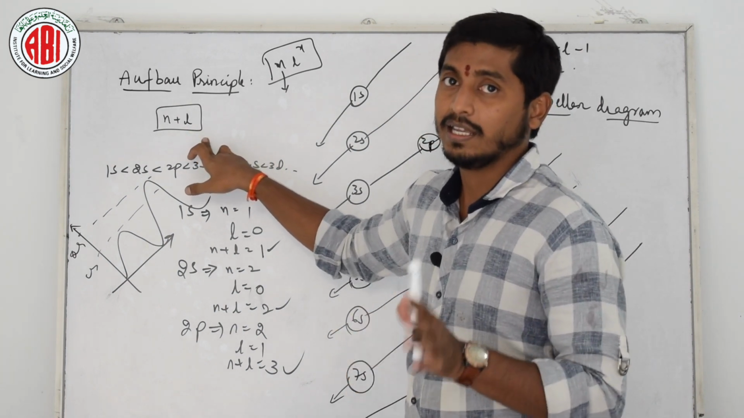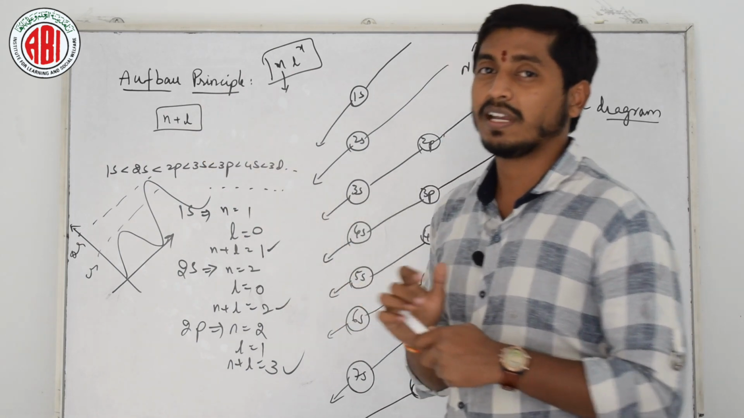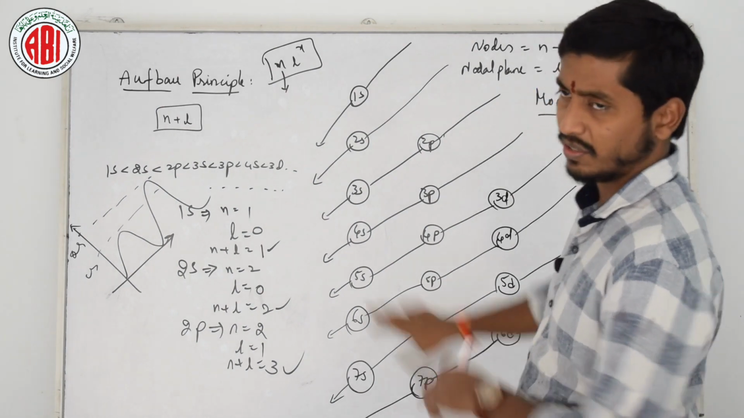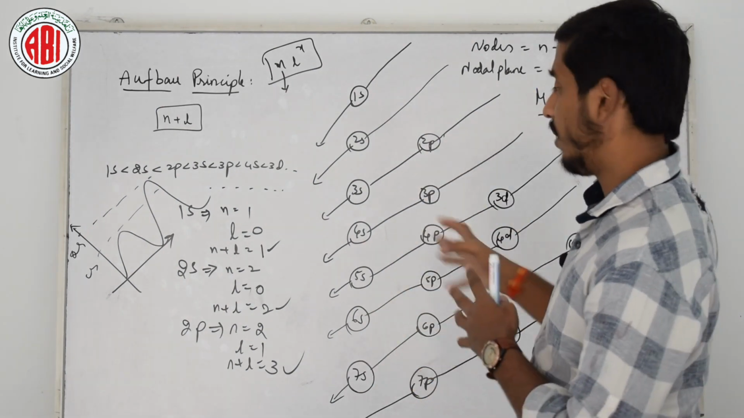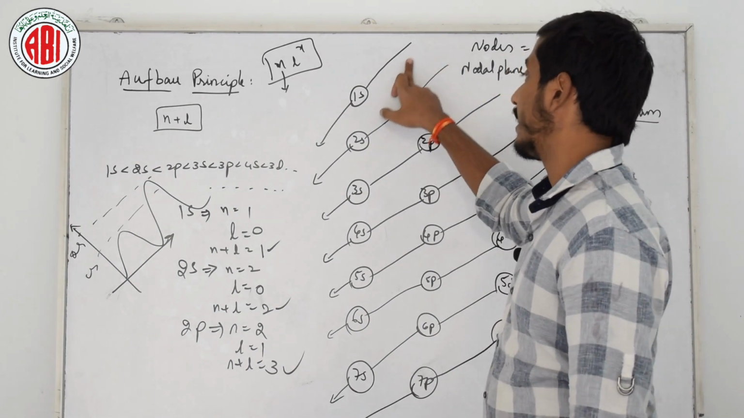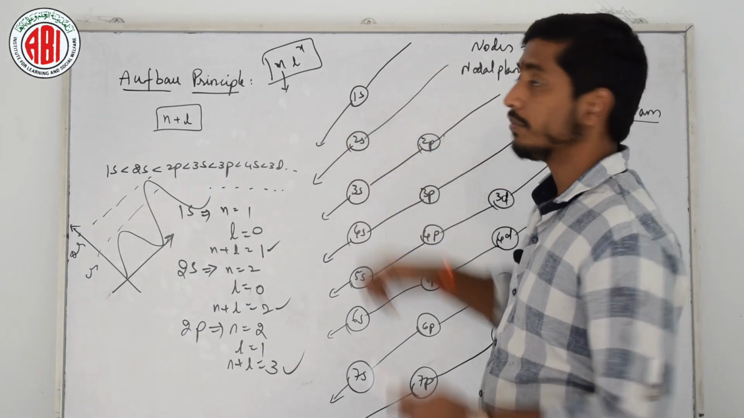Okay, is it clear? Based on that, there is one more scientist named Moeller. He developed a chart. There is a whole chart describing all the orbitals, which means the first electron fills in a 1s orbital.